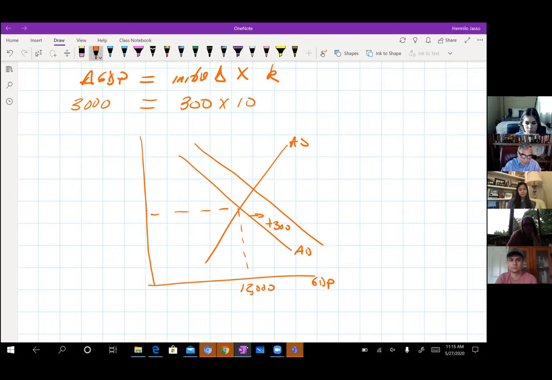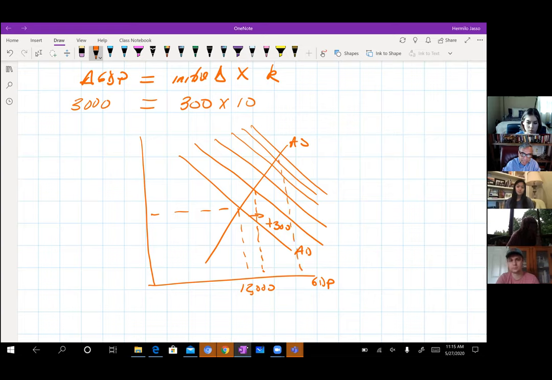But that 300 became the income of someone else. And that someone else is going to create another round of consumption. So this is initial, and there's an induced consumption of 90% of 300, right? So that will go by 270, and then 90% of that, and 90% of that, and 90% of that, until we end up someplace right here.